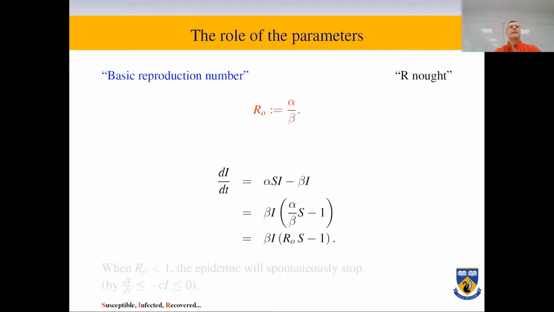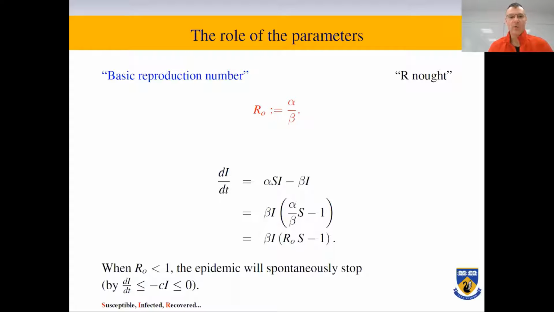Now, S is always less than 1 because the total population is normalized to have 1 as the total number of people. So R0 S minus 1 changes sign when R0 is bigger or less than 1. When R0 is less than 1, then R0 times S minus 1 is negative, which means that the variation of infected people is negative.